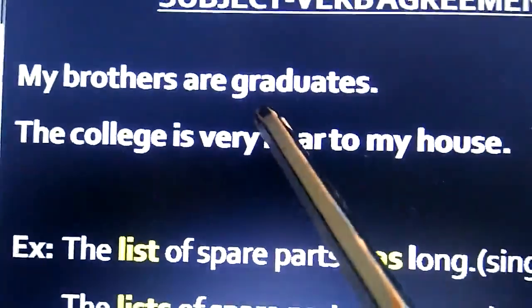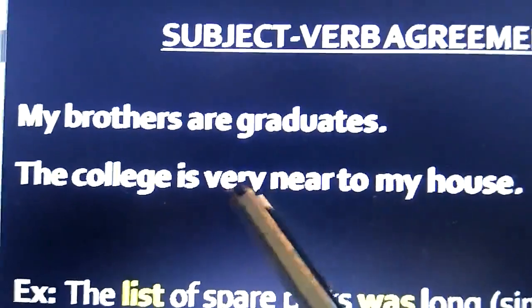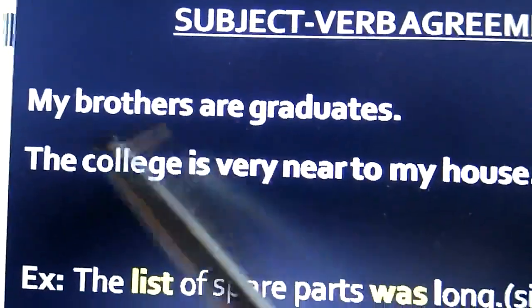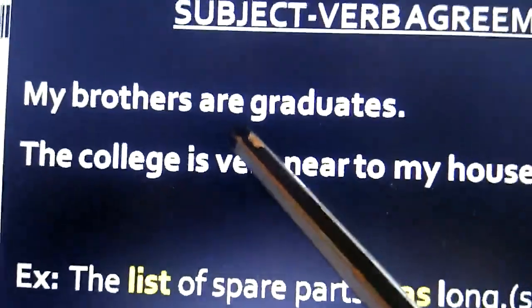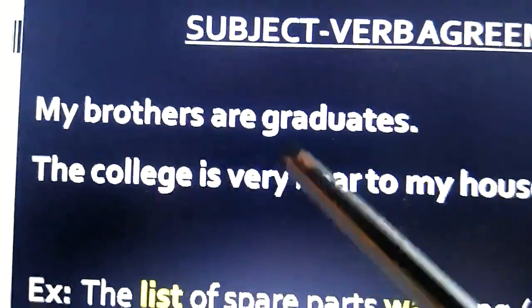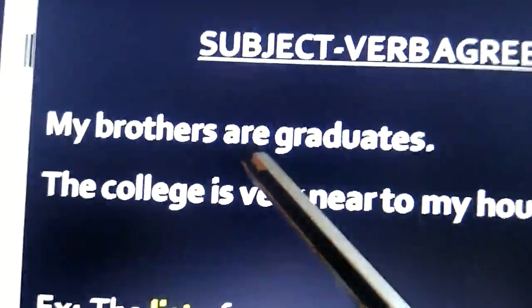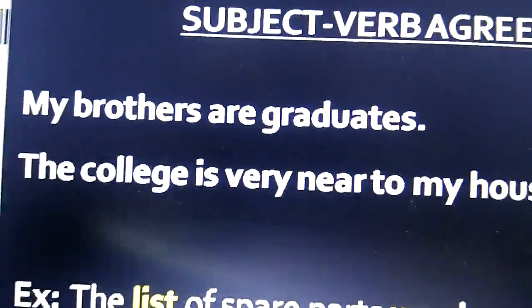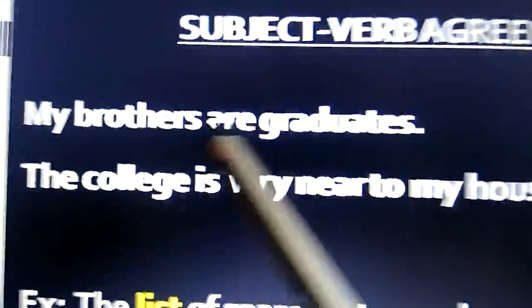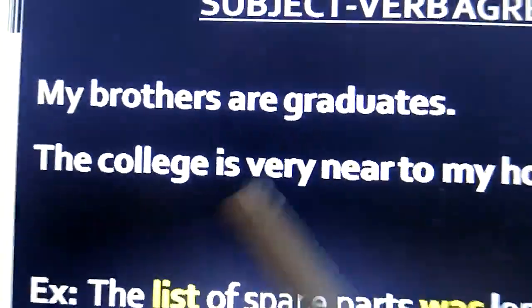So, in order to identify the subject in the sentence, we have to ask ourselves of whom we are speaking or of what we are speaking. So the answer we get becomes the subject of the sentence. And whenever you construct a sentence, the verb should agree with the subject in number. That means if we are using a singular subject, the verb should be singular. If we are using a plural subject, then the verb should be plural.